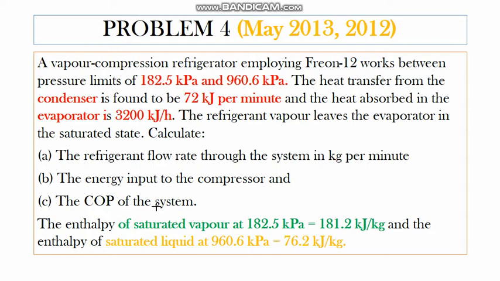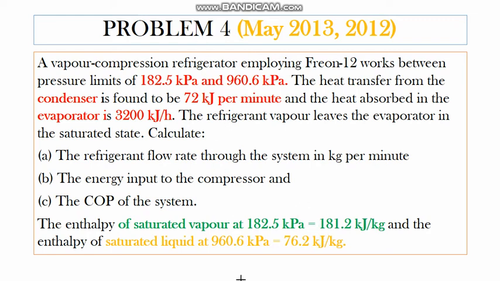And the COP of the system. Again, you have been given the enthalpy values. What is saturated vapor? It is nothing but A. So HA is given. And what is saturated liquid? C, which is also equal to D. So HC is equal to HD. So you are given A, C, D. These are the things given in the question.